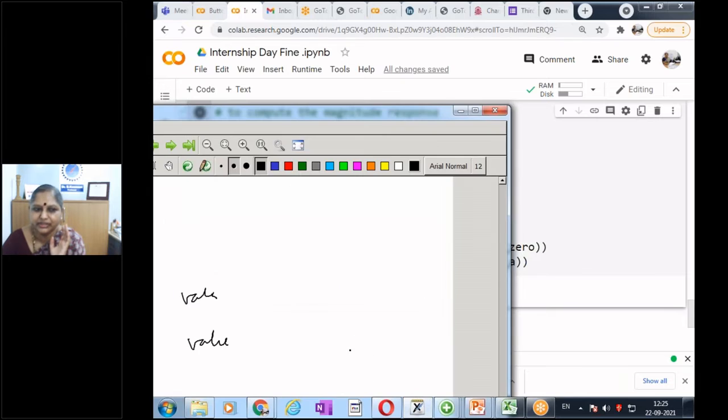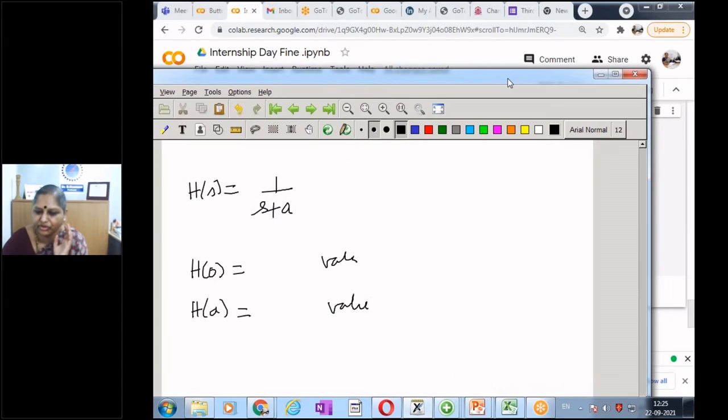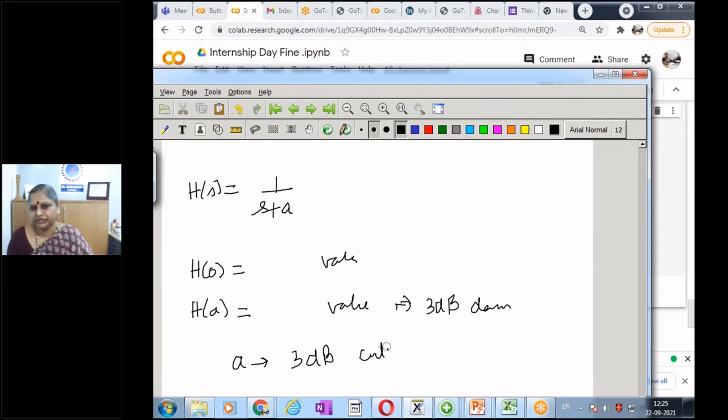So what we have is something we already know. h of 0 is some value, let us say this is some value x. This is known as the 3 dB down. So that is why A is also known as the 3 dB cutoff. The 3 dB cutoff of any filter is given by this quantity.